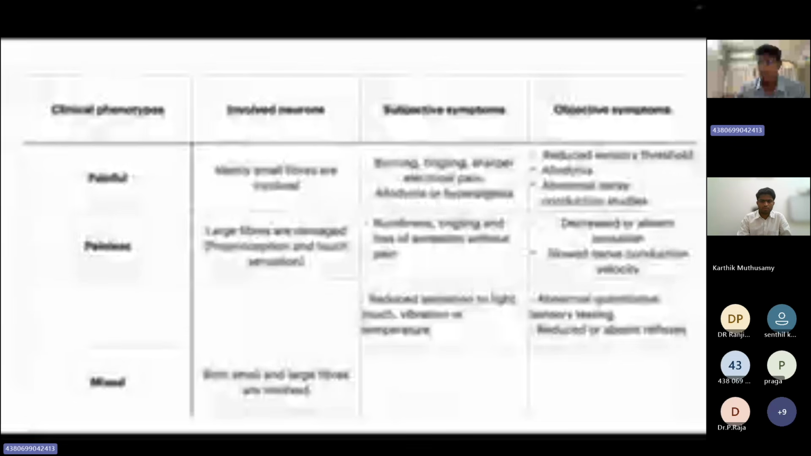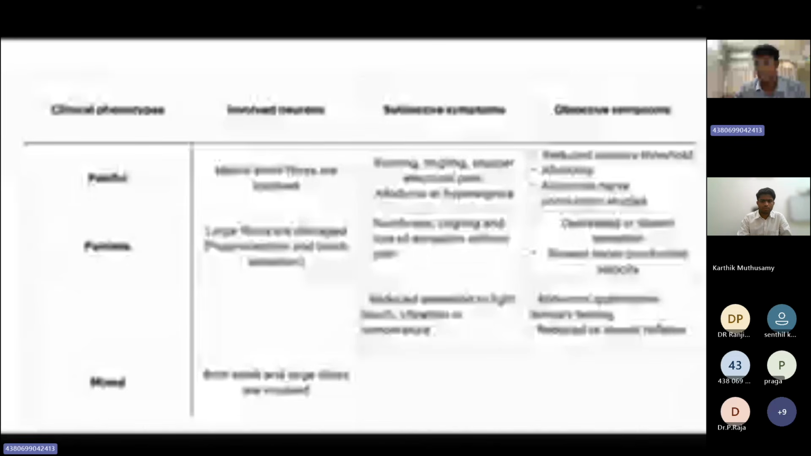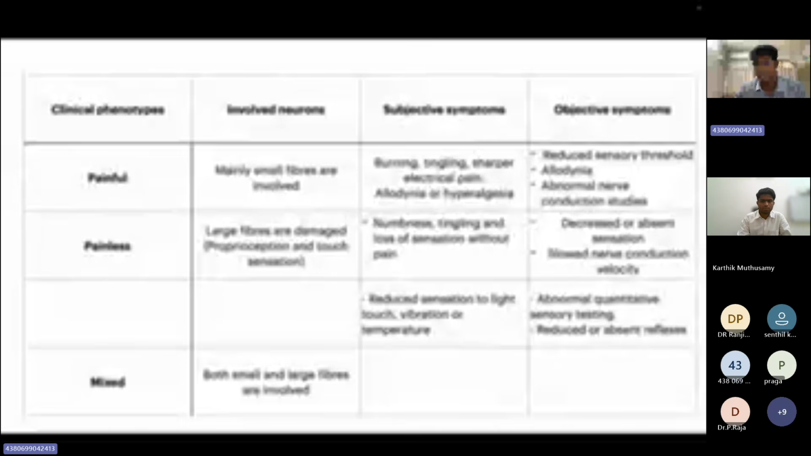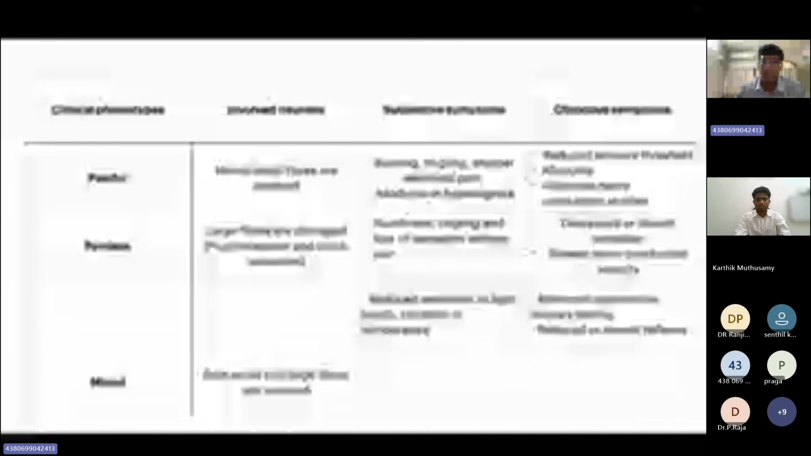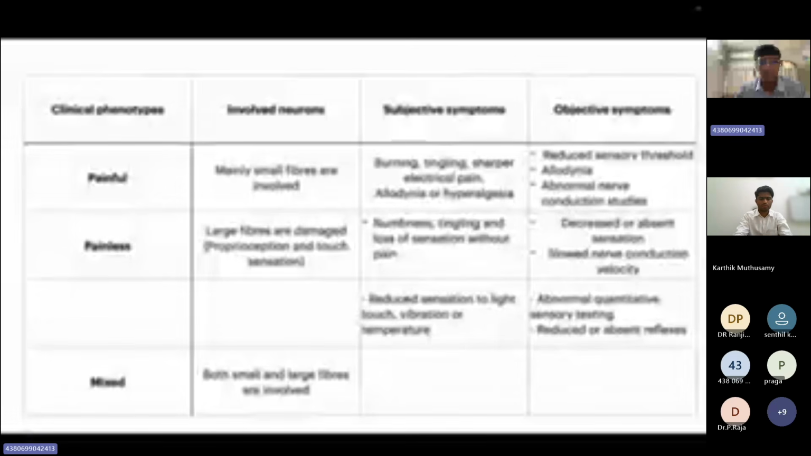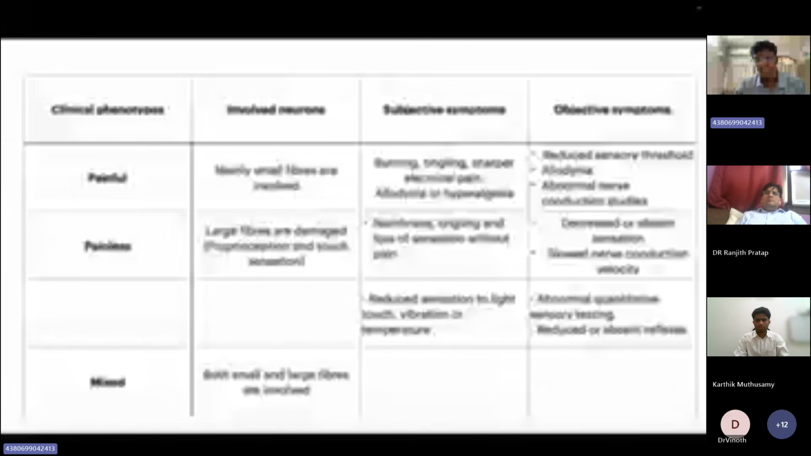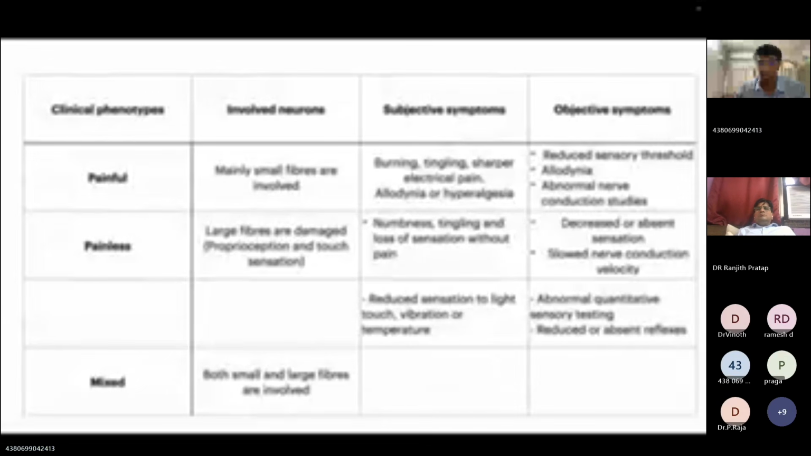Usually, the nerve conduction studies show abnormal nerve conduction, and there is a reduced sensory threshold to pain. In case of painless peripheral diabetic neuropathy, there is numbness and tingling with loss of sensation without pain. So there is decreased or absent sensation and slow nerve conduction velocities. In mixed type, both the small and the large fibers are involved.